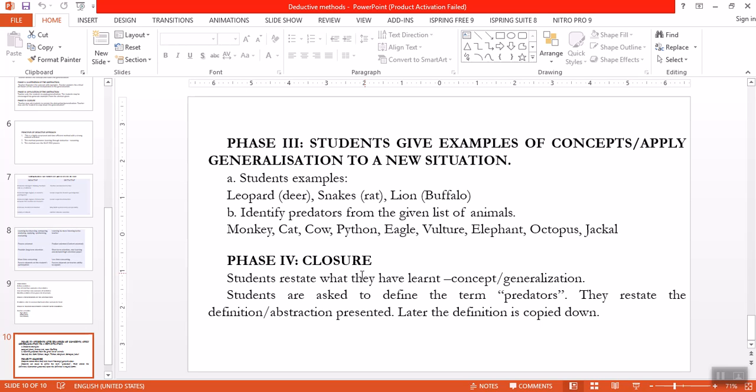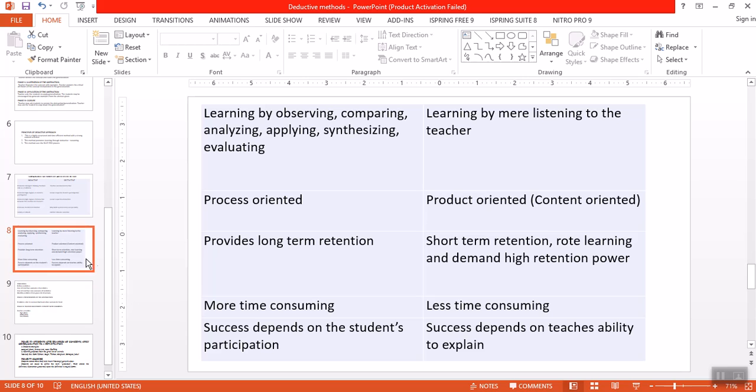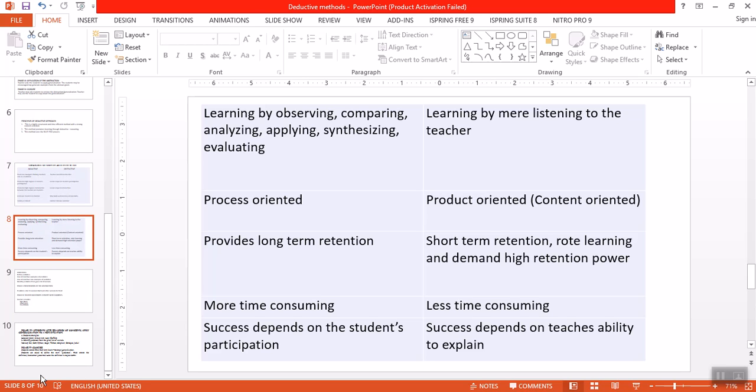Then phase 4, closure, where the students should be able to reinstate or redefine the terms explained by the teacher. So this is all about the deductive method. I hope you have understood. We'll have some more discussion. Please go through and try to listen. If there are any places that you find difficult or challenging to understand, we'll always discuss in the class. Thank you very much.